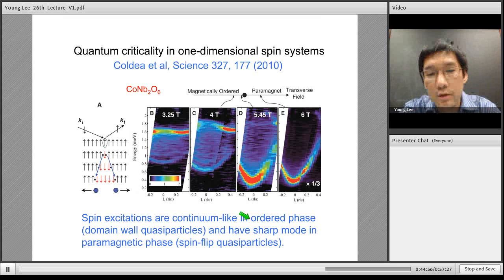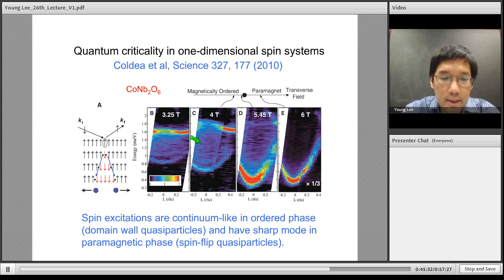So this is work done by Koldea and co-workers. They studied the excitation spectrum, and as I mentioned before, this is a cartoon of the excitations in the ferromagnetically ordered state, where you create these domain walls between your up spins and your down spins, and these domain walls can propagate. What that gives you in the excitation spectrum is continuum scattering, which is seen at these low field values to the left of the critical point. So those are these domain wall quasiparticles.